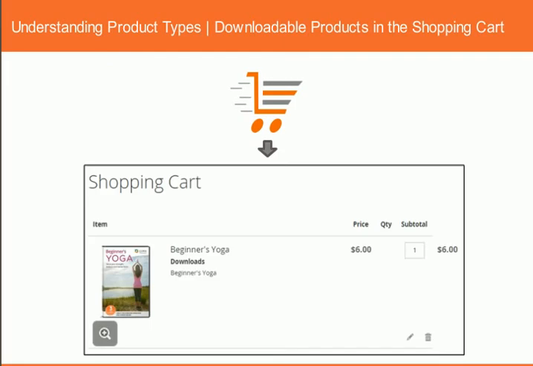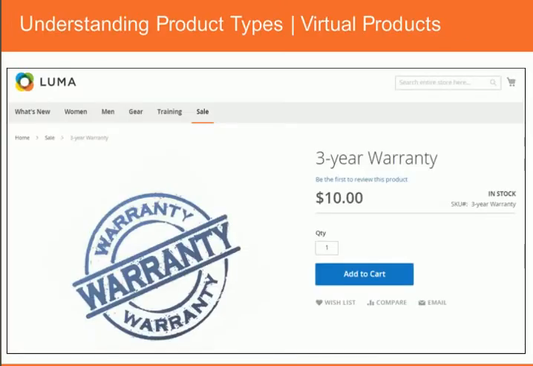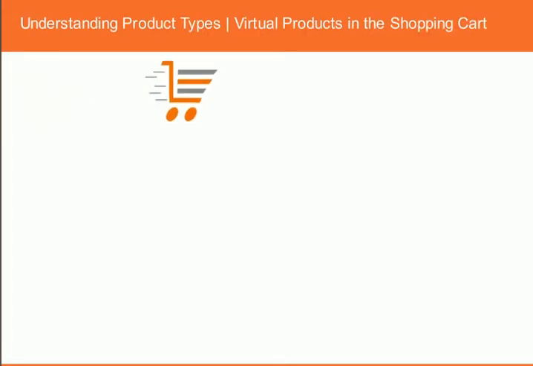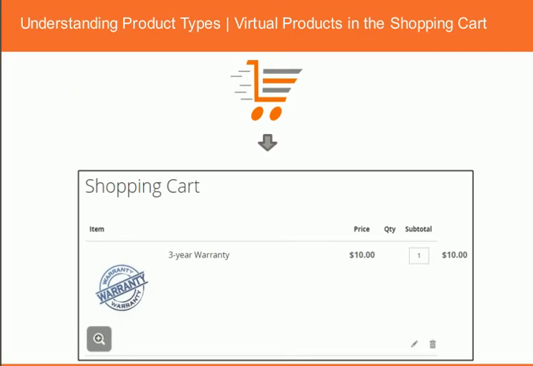In the shopping cart, the downloadable product is shown as a single line item with the downloadable asset listed beneath the product title. Virtual products have no physical or digital component. A good example of a virtual product is a warranty. In the shopping cart, a virtual product is shown just like a simple product.